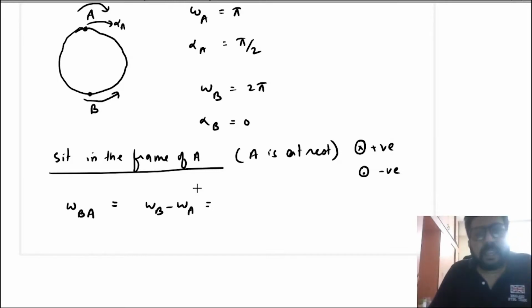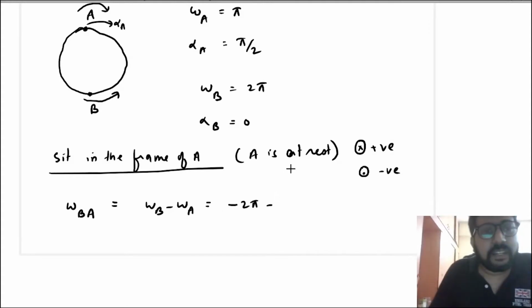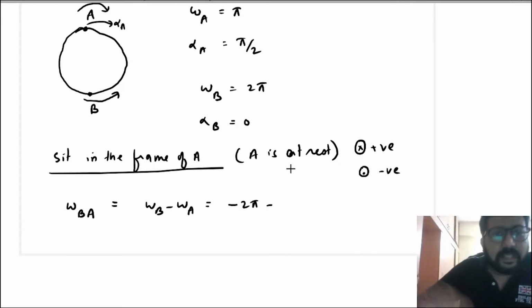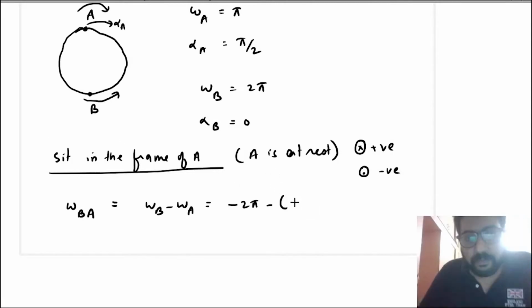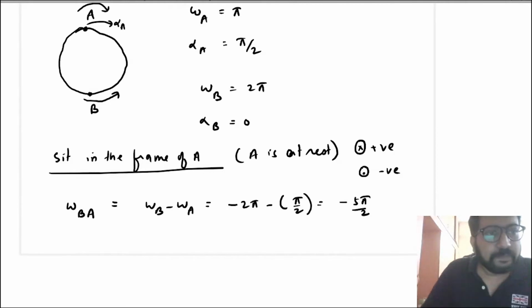Now omega B is in the outward direction. You can see if you curl your fingers along the path of B, omega B is in the outward direction. So omega B will be minus 2 pi, minus omega A. You can clearly see that omega A is, because it is curling clockwise, the thumb is downwards. Downwards is taken as positive. So omega A is pi by 2. So that will be equal to minus 5 pi by 2. So this is omega of B with respect to A.